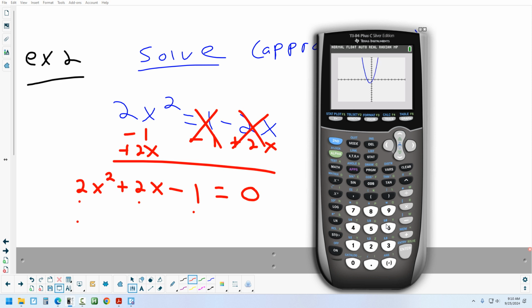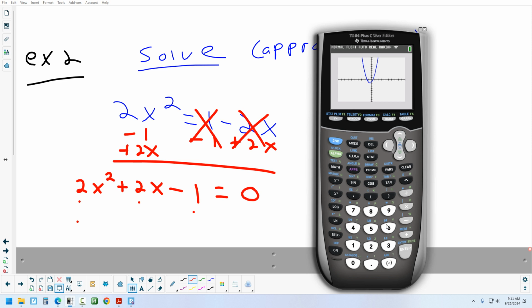All right, so how many times does that one cross the x-axis? 2 times. So that means it has 2 solutions to that problem. And if you use the quadratic formula, that's why it has plus or minus. Those are your 2 answers.